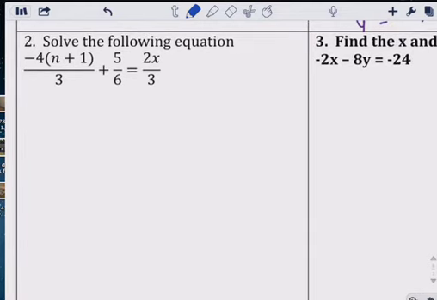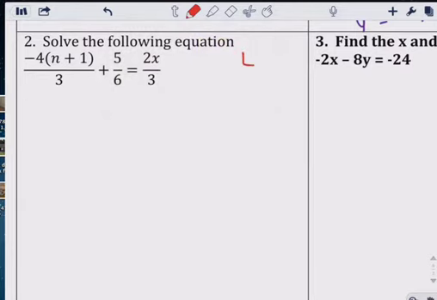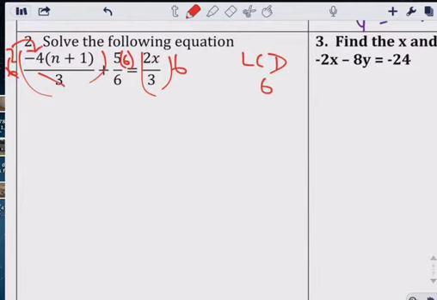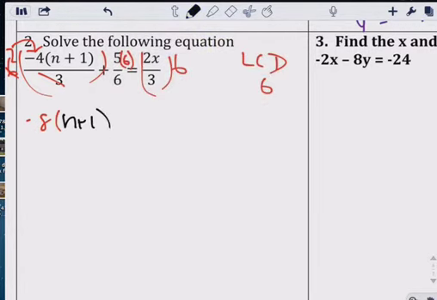Okay, solve. Solve this. Least common denominator 6. So multiply this by 6, multiply by 6, multiply this by 6. That becomes 2, distribute, gives you negative 8, parentheses, n plus 1 plus 5.